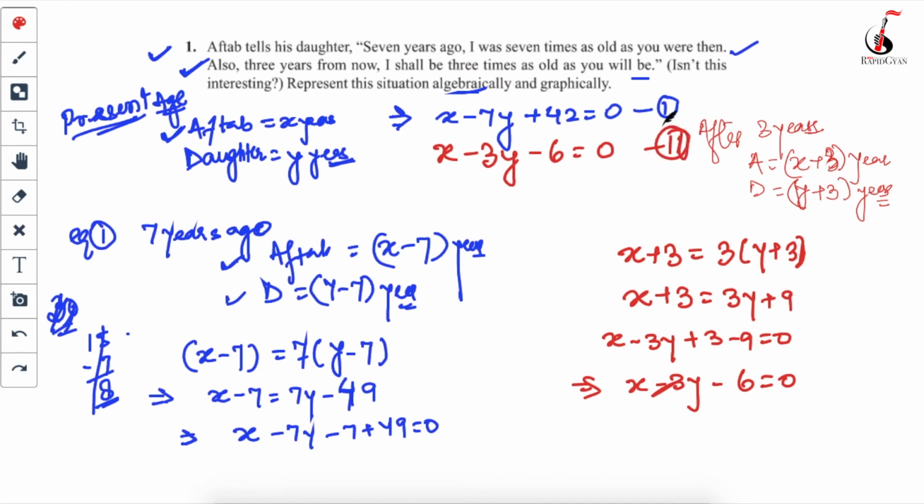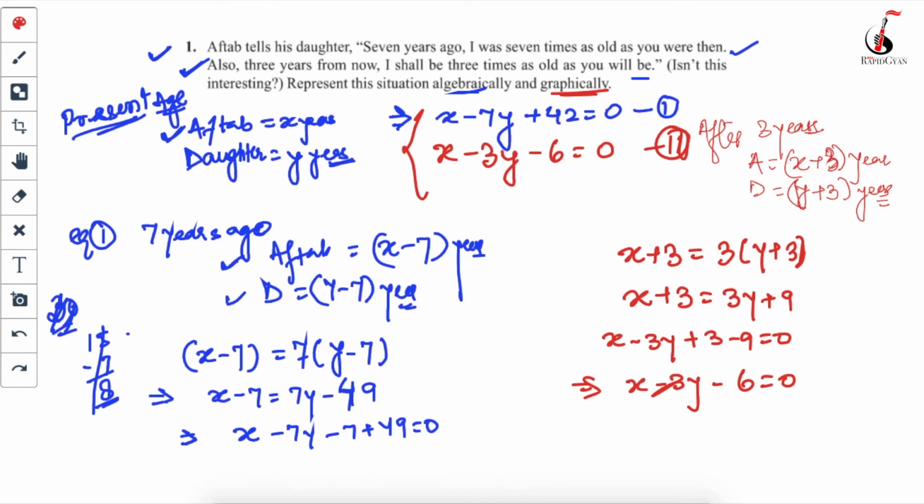Guys, hope these equations are clear to you. If you have any doubts, please ask in the comment section. Okay. Now what you will have to do is draw the same graphically. In order to represent the same graphically, you will have to find the coordinates. So let's find the coordinates.